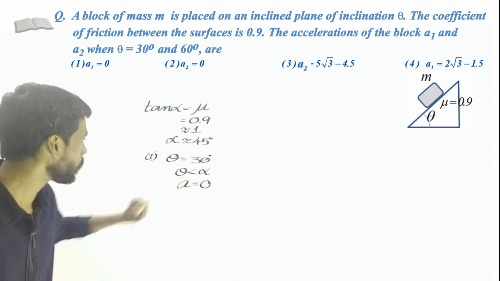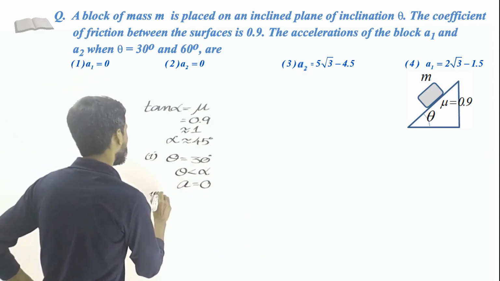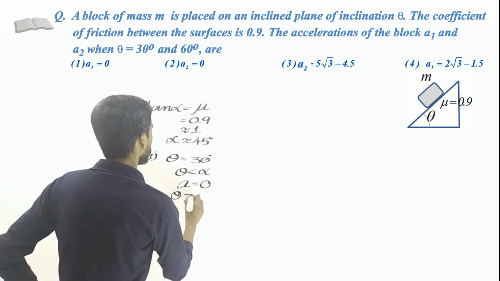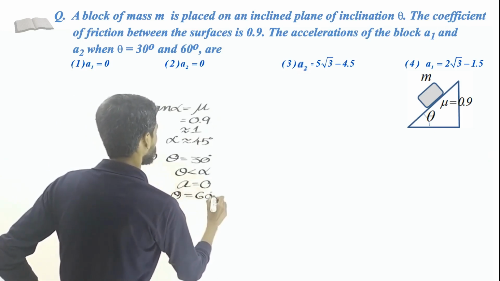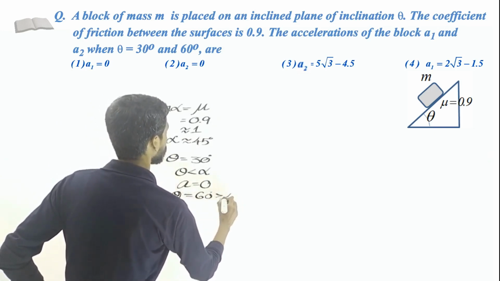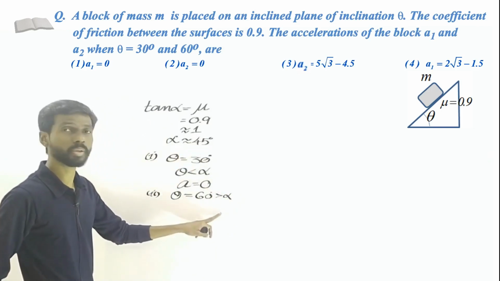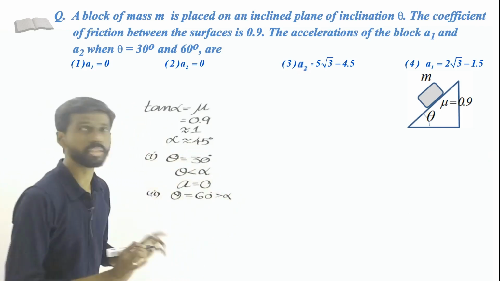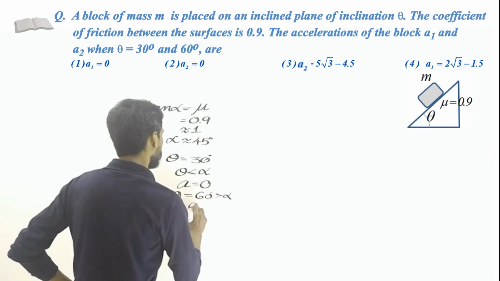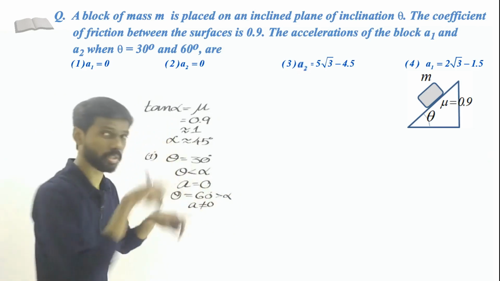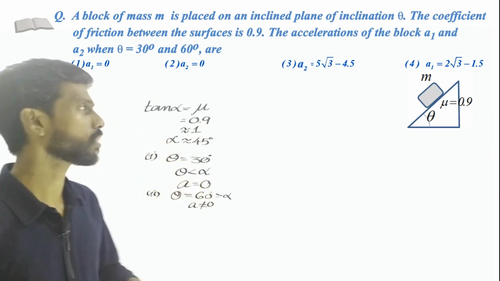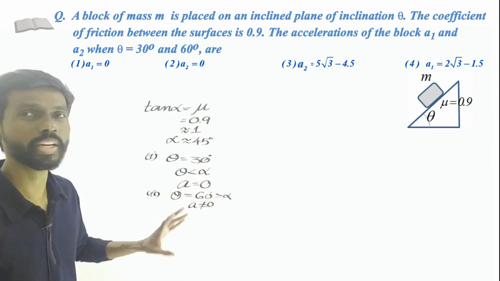No acceleration, 0. Now in the second case, theta is equal to 60 degree, which is more than this angle alpha. This is close to 45, but this is more than that. So that means the acceleration is not 0. The object moves. Then you have to do all the calculation. So at least we made sure that the object moves. Now let us calculate it.